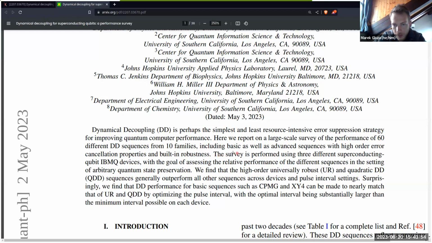Something we will see. The survey is performed using 3 different superconducting qubit IBMQ devices, with the goal of assessing relative performance, with the goal of checking how well it works. Yeah, we find that the high order universally robust. So this is basically singling out the results of the analysis.